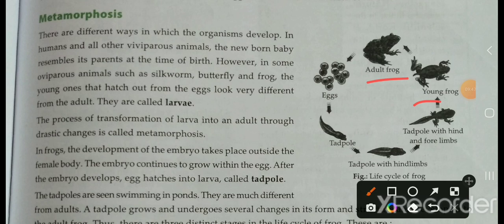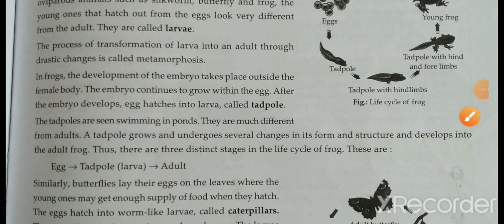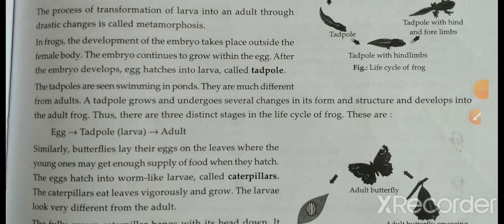But these organisms are very different from human beings. In humans and all other viviparous, that is, young-giving organisms, the newborn baby will resemble its parents, right? But here, the oviparous animals like silkworm, butterfly, frog, all the young ones that hatch out from the eggs look different from the adult. Okay, so that is the first stage we see, the larva or tadpole, and the tadpole is the one which hatched out as a larva after the embryo development.